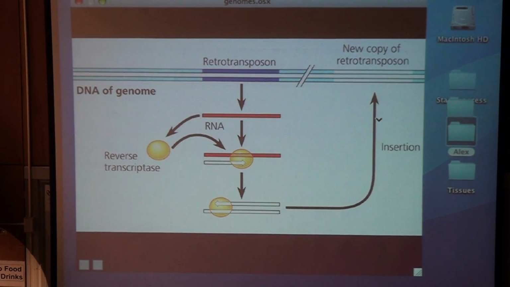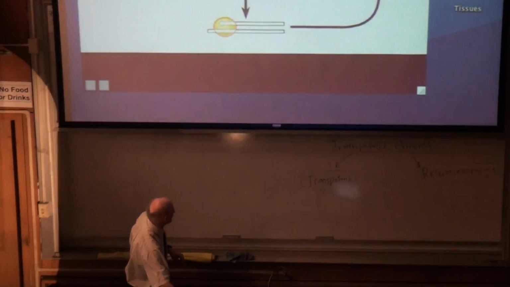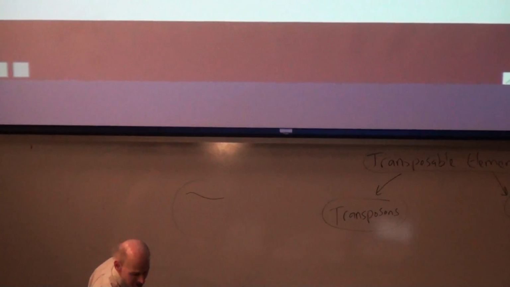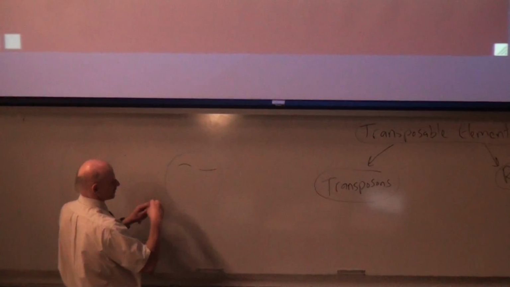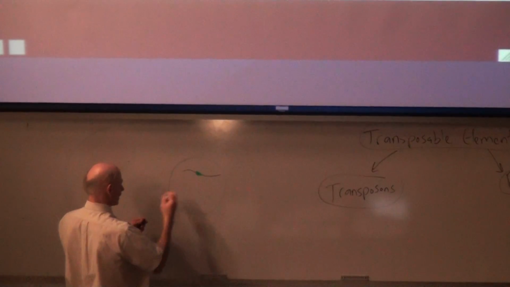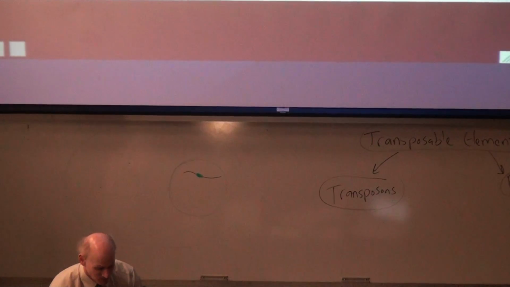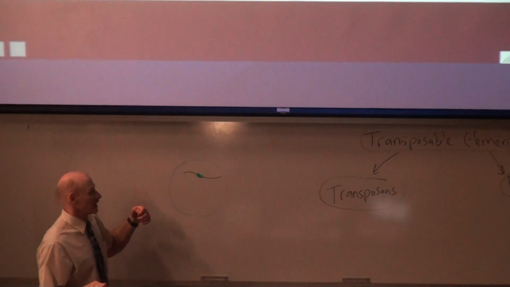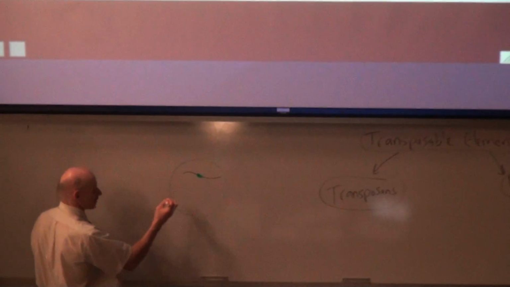So let me draw one of these retrotransposons for you. There's the nucleus again. There's the rest of the cell. All right, so here is a chromosome again, and here is the retrotransposon, like that. So the retrotransposon also has a promoter, so it makes an mRNA.